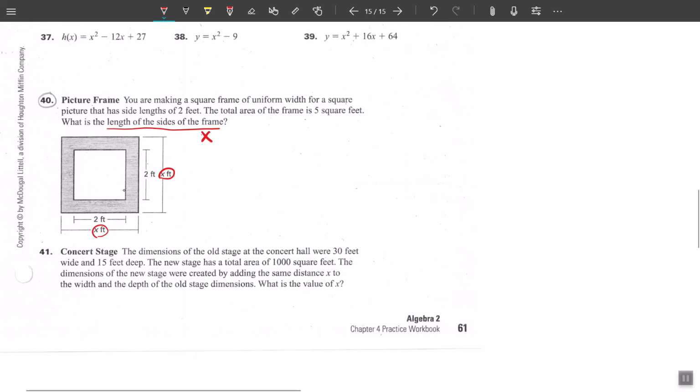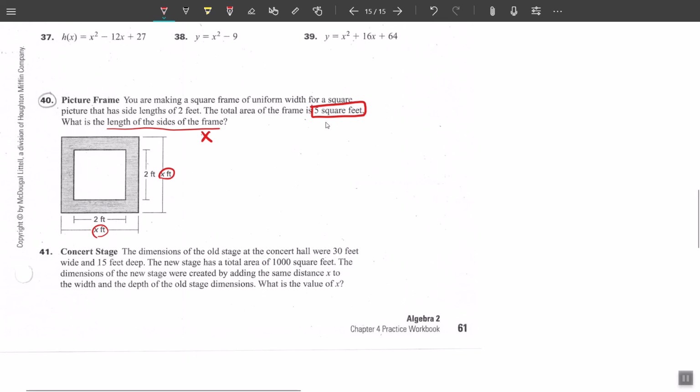Inside, we're going to be putting a picture, and the inside of the frame has this measure of 2 feet by 2 feet. So this inside is also a square. The other important piece is that the total area of the frame is 5 square feet. That means that just the grayed out portion would give us 5 square feet. It's not including the picture, just the frame. That's the area they've given us of 5 square feet.